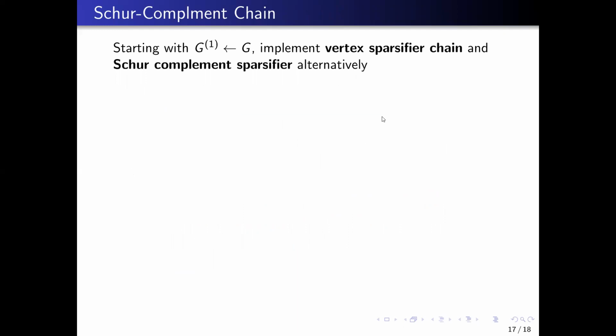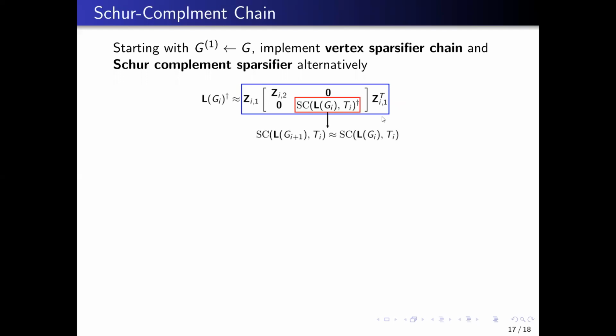Initialize G1 with graph G. For graph Gi, we apply the vertex sparsifier chain and obtain the terminal set Ti. Then we use the Schur complement sparsifier to get a graph Gi+1, such that the Schur complement of L_Gi+1 onto Ti approximates the Schur complement of L_Gi onto Ti. Here, one point worth noting is that we can compute the pseudo-inverse of the Schur complement of L_Gi+1 onto Ti based on the pseudo-inverse of L_Gi+1. So the goal of the Schur complement sparsifier is just to return the graph Gi+1. In addition, the vertex sparsifier chain and Schur complement sparsifier of Gi can make sure that the size of V(Gi+1) is a constant factor of the size of V(Gi).